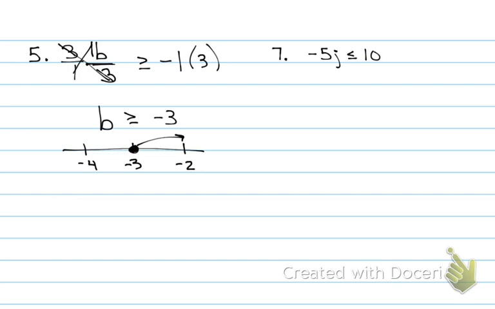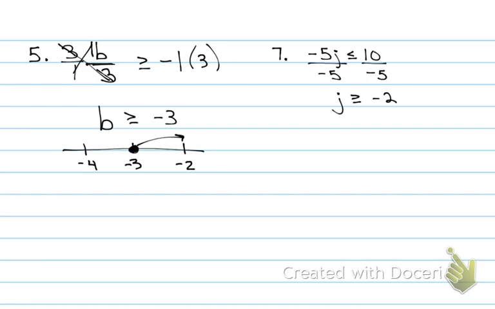Divide by negative 5. Okay, so something happens when a negative number is connected to the variable by multiplication or division. This has nothing to do with addition and subtraction. When a negative is connected to the variable, I must reverse my inequality to solve.